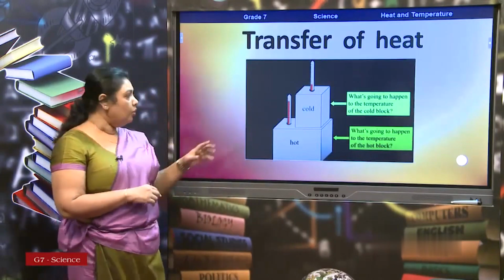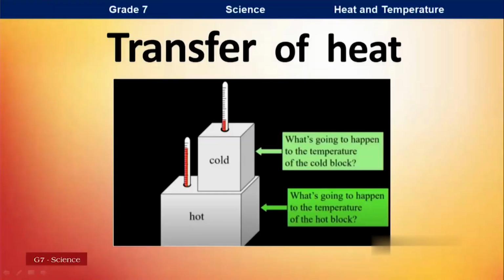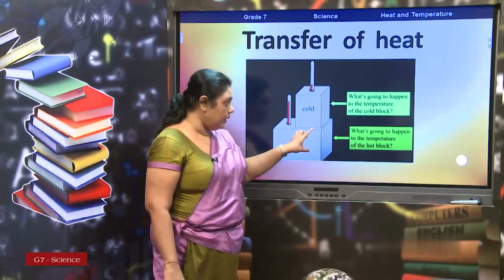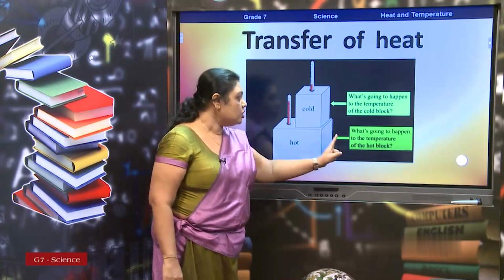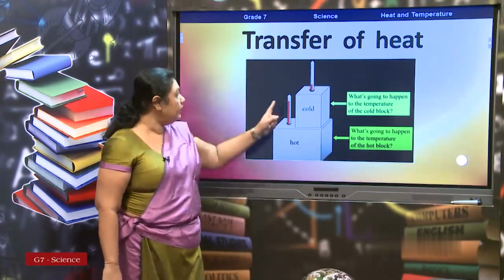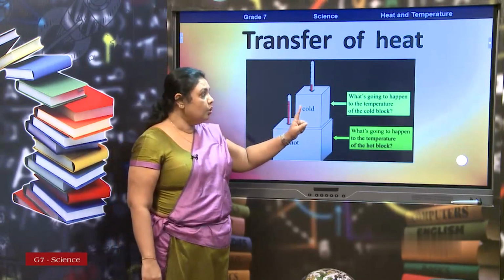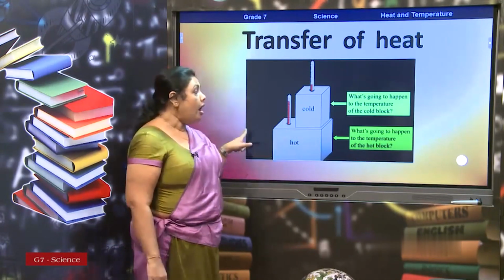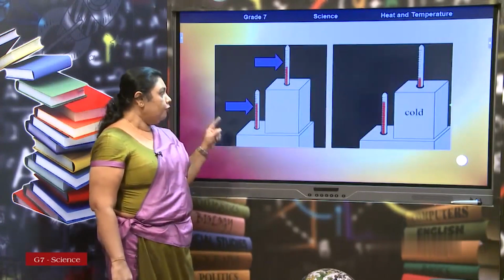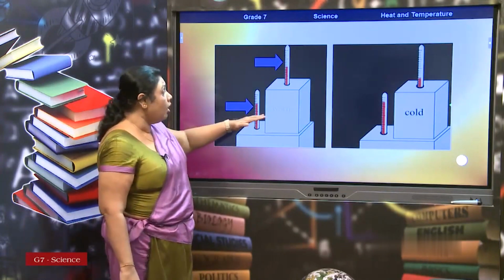Look at this. We are going to keep this cold block on top of this hot block. What has happened now? The hot block temperature is high, the cold block is less. When it is kept this way, what is going to happen to the temperature? We will see this hot block has more heat, the cold block has less heat. So you will see that heat will flow.